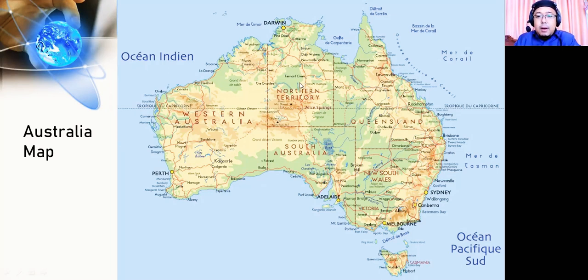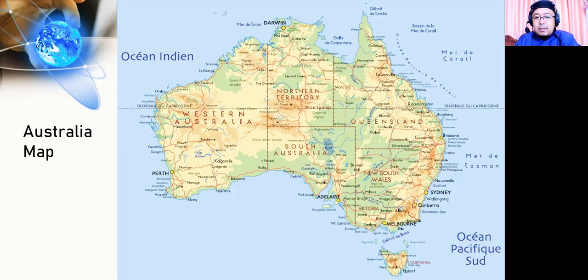In the northern part of the Australian continent, it has Northern Territory. So this is known as Northern Territory. And what is the capital city? It is Darwin. It's right here. So this is Darwin with this yellow color. D-A-R-W-I-N, Darwin. When I hear the word Darwin, I remember the name of Charles Darwin. Do you know who he is? I think he's an author.